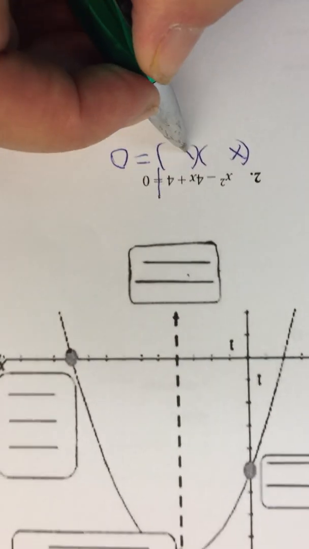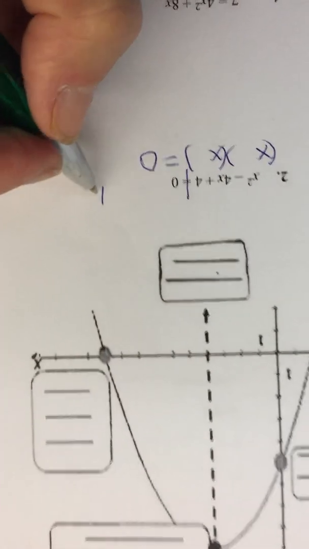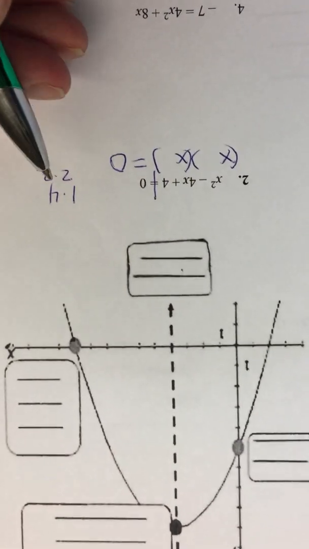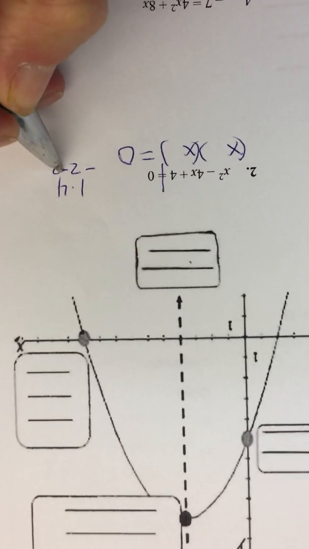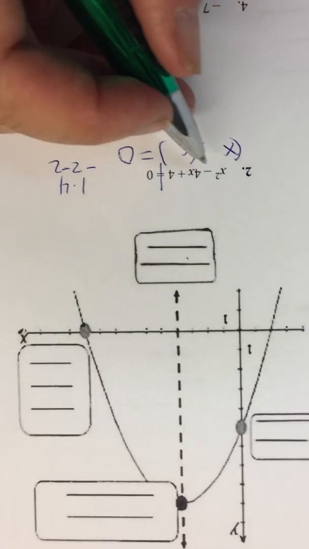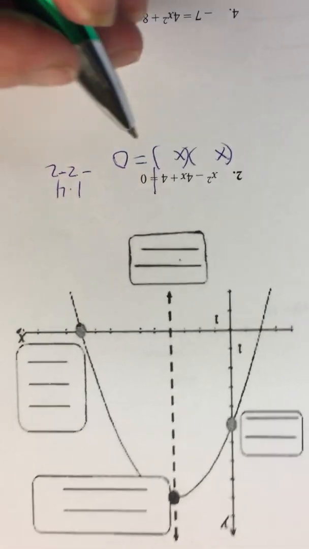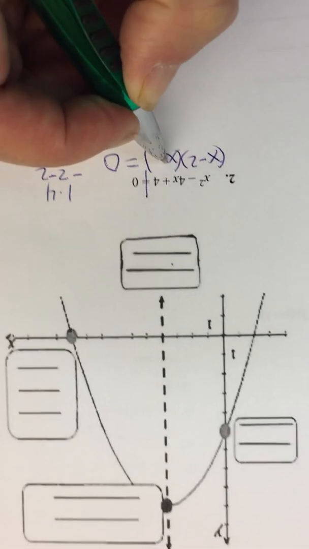So this is x and x, and something times something equals 4, so we have a choice of 1 times 4 or 2 times 2. What's going to give me a 4? The 2 and the 2. So I need a negative 2 and a negative 2, because negative 2 plus negative 2 equals negative 4. And if I multiply negative 2 times negative 2, I get positive 4. So minus 2 minus 2.